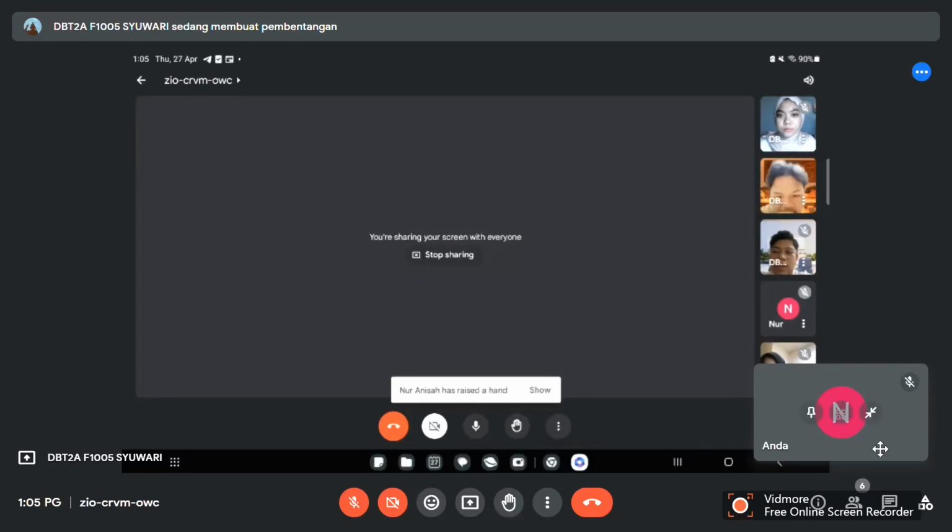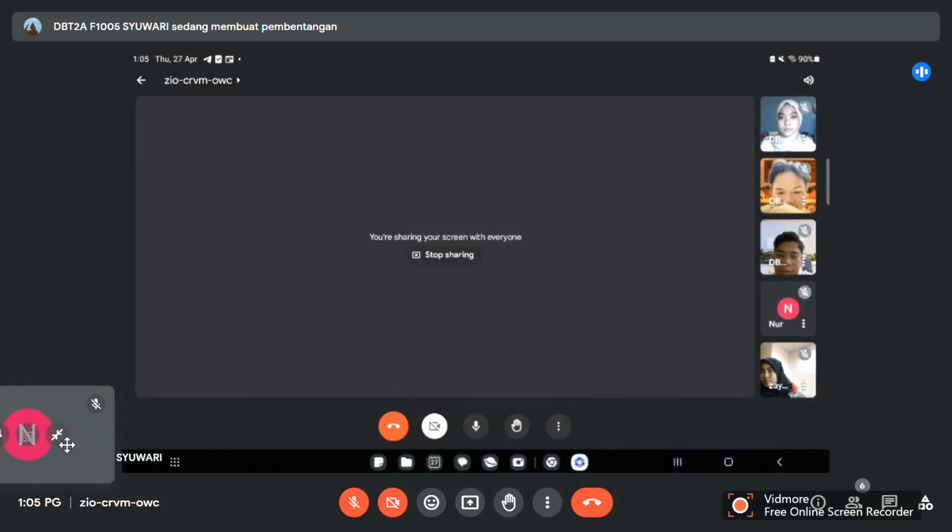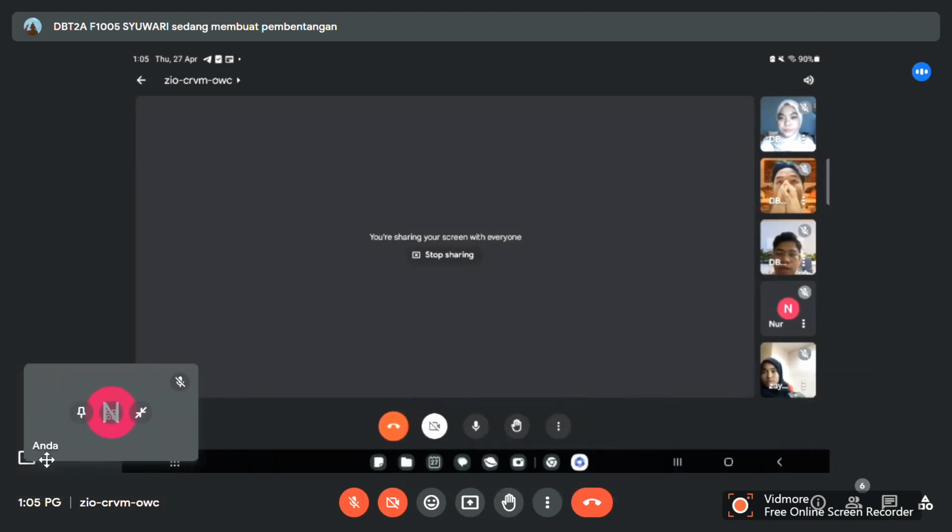Okay, Assalamualaikum. So today, we from group 5 want to do lab 4 experiment, which is isomerism. Before we start our experiment, we want to introduce ourselves first.